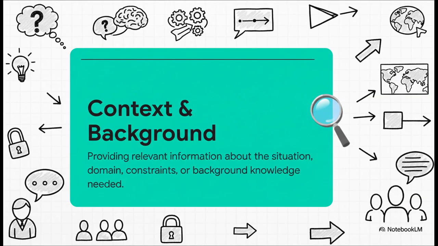Next is context. This is all about the why and who behind your request. Who is your audience? Are there any constraints, like things to avoid? What's the essential background info? Giving context, something like "the target audience is non-technical startup founders," just gets rid of so much ambiguity. It stops the AI from giving you those generic one-size-fits-all answers.